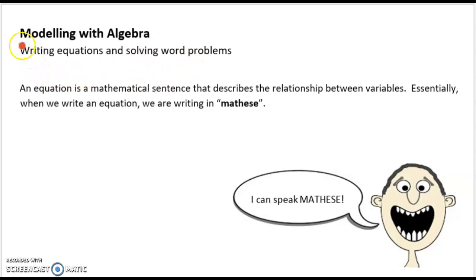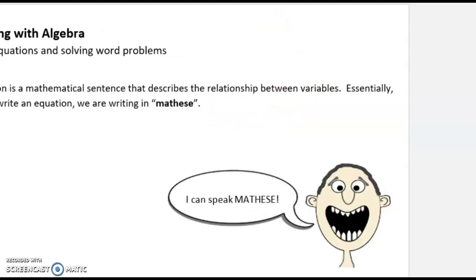Class. So today we are working with modeling with algebra. So writing equations and solving word problems. An equation is a mathematical sentence that describes the relationship between variables. Okay, and essentially when we write an equation, we are writing in math-ese. Okay, so we're going to be learning about this today.